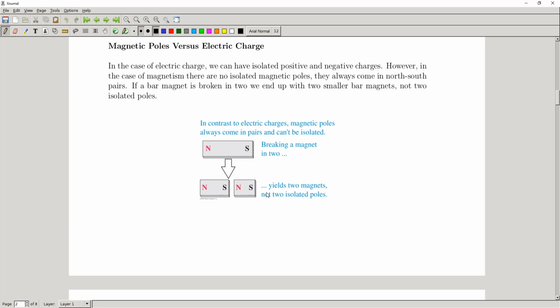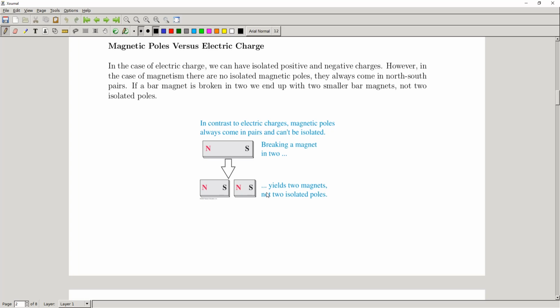But in the case of magnets, there's no way for us to isolate poles. If we take a magnet and snap it in half, we don't end up with one chunk that is a north magnetic pole and one chunk that's a south magnetic pole. We're just subdividing the magnet. We split the magnet in half and end up with two magnets, each with a north and a south pole. No matter how small we do this, we're never going to find an isolated north or south magnetic pole.